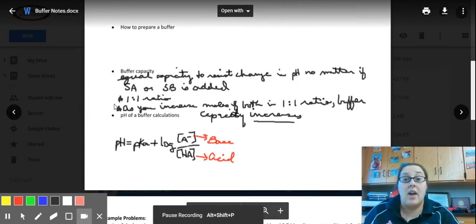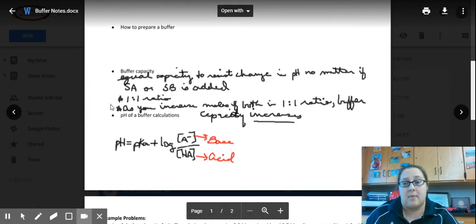All right, so now on to buffer capacity. What buffer capacity means is the equal capacity to resist a change in pH, no matter if a strong acid or strong base is added. So buffer capacity basically means the ability to resist a change in pH. You want a buffer that has a very high buffer capacity.